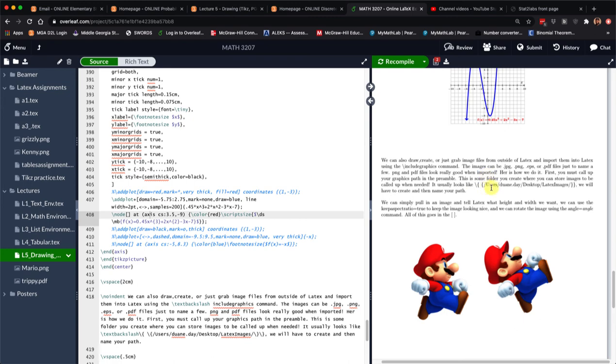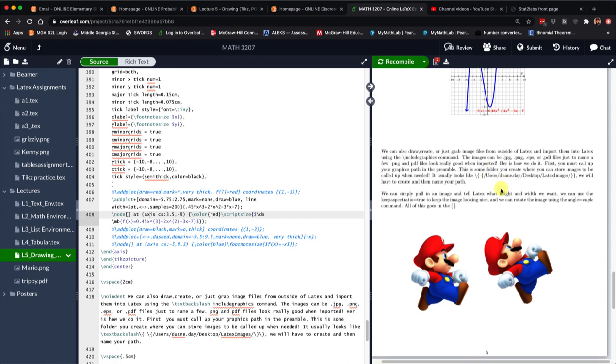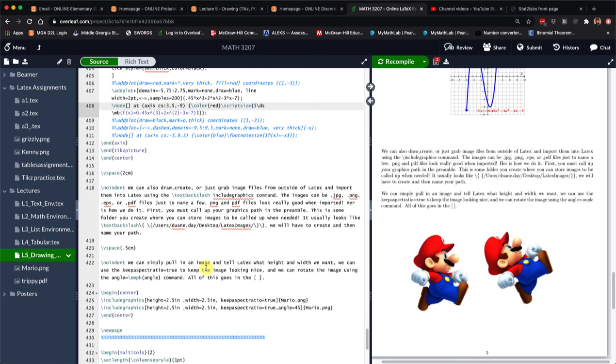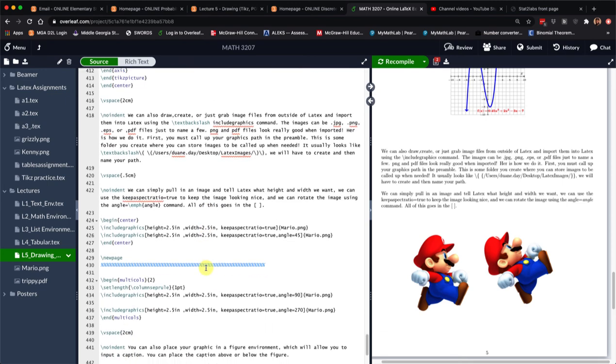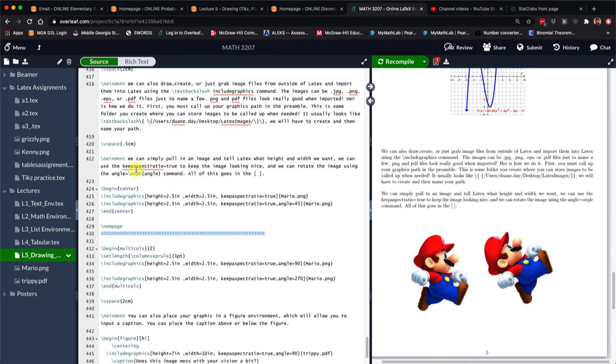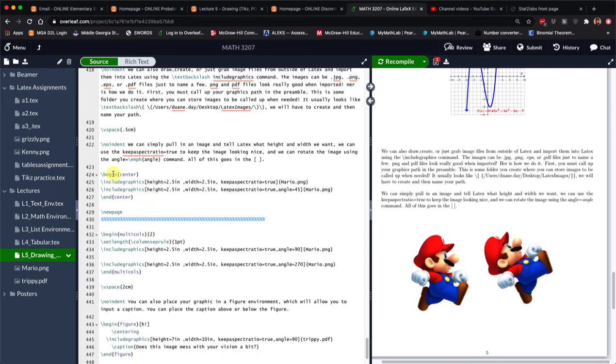And you don't have to do this whole create a folder thing like I did earlier. Like I said at the beginning of the lecture, put your images in the same folder as your LaTeX file, and it will find them. You just have to know the name of the file. Okay, so let's look at how we do this. All right, so I'm coming down here to line 424, and I begin and end center. All right, and I include graphics.